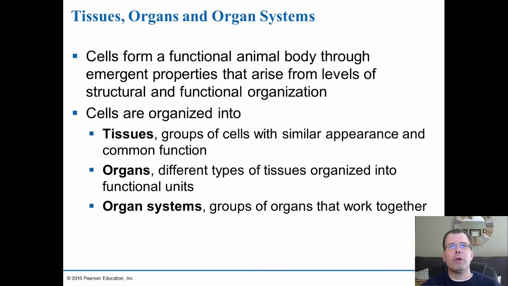Now, we can organize our cells into different things. The first one is groups of cells that have a similar appearance and common function. We call those tissues, and we'll look at the different types of tissues in a second. Those tissues can come together to form organs, which have different tissues organized into functional units. And then organ systems are basically groups of organs that work together and do one main purpose or one main goal. We're going to look at this real quickly, but we're going to spend a lot more time later on looking at all these different systems.